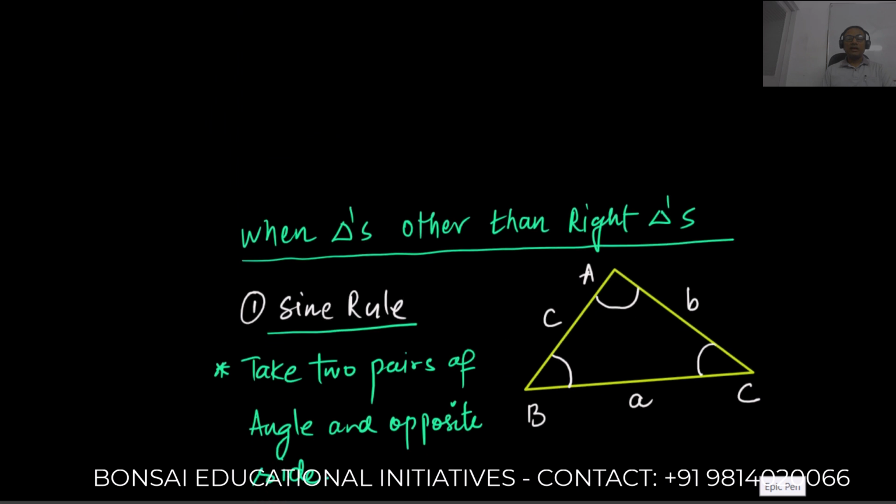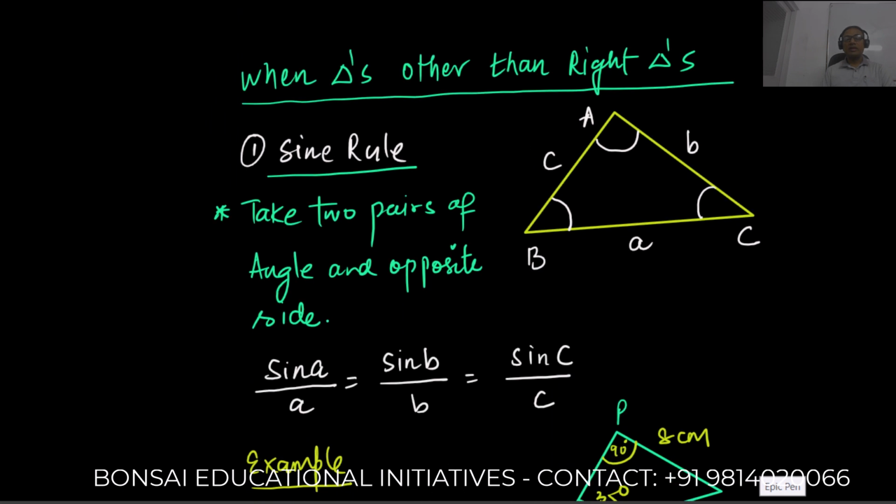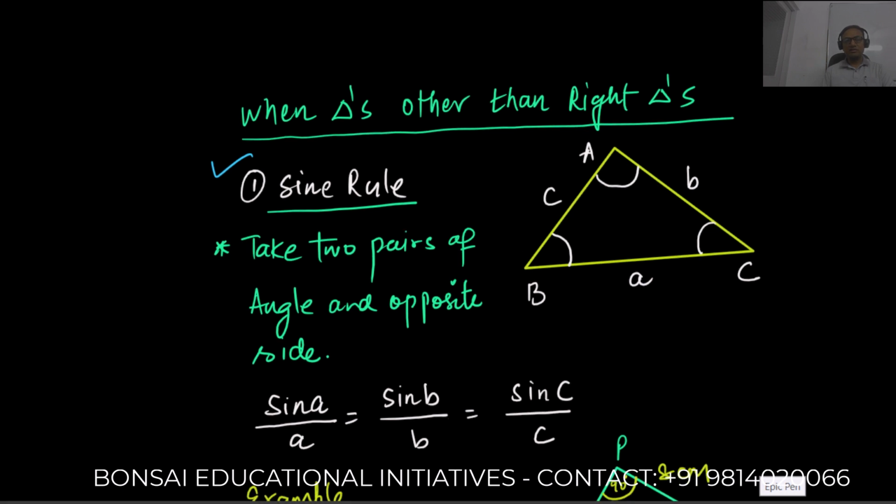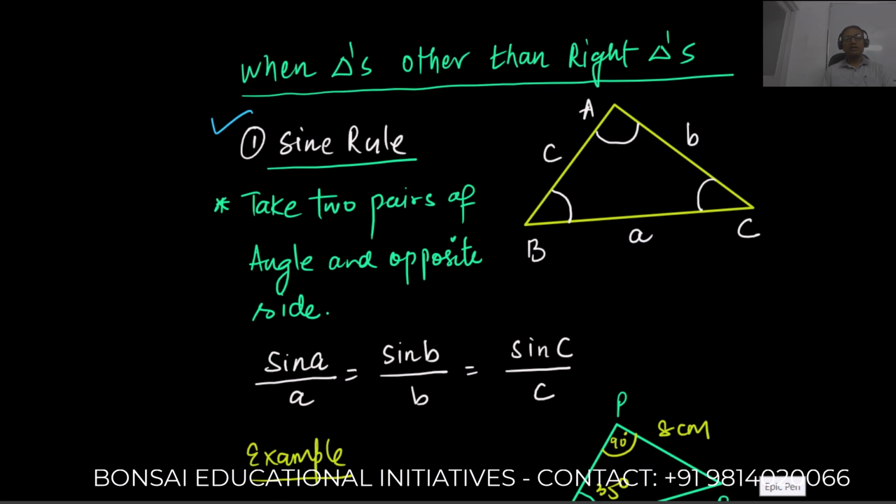Now, when the triangle is not a right angle triangle, then what? Then to connect the sides and the angles of the triangle, we have discussed the sine rule in the previous video. If you have not gone through that video, it is very important for solving the past paper problems. So let us revise quickly. What does the sine rule say?